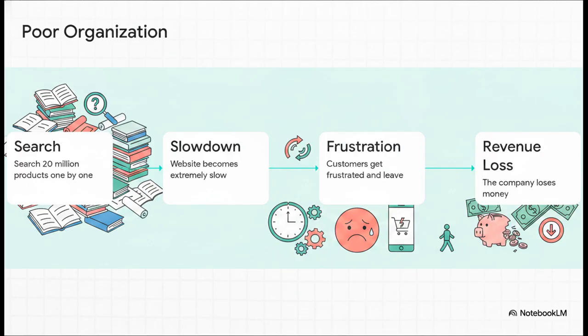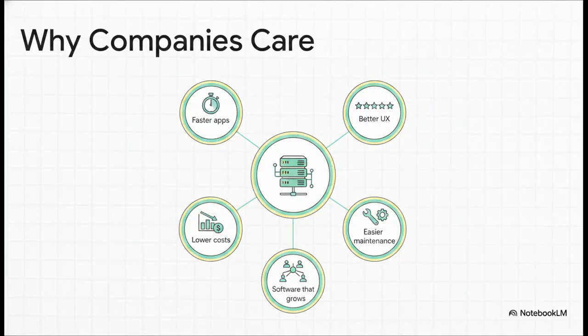Now, what if your application used a totally terrible data structure? Like those books just thrown on the floor. If your app had to search through all 20 million products one by one just to find a single pair of wireless headphones, well, it's a cascading disaster. The website crawls to a halt, customers get super frustrated staring at a spinning wheel, they abandon their carts, and they go straight to a competitor. A bad structural choice here literally costs the company real money every single second it's running. And this is exactly why tech giants like Google, Amazon, Apple, Netflix, why they care so deeply about organizing data intelligently.